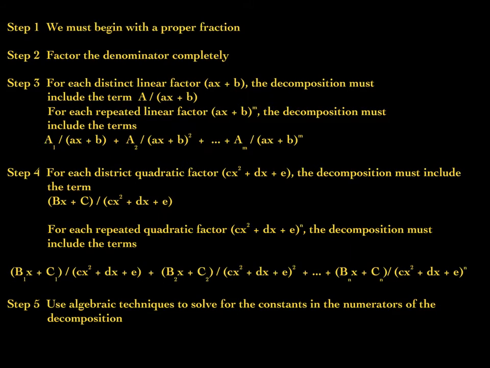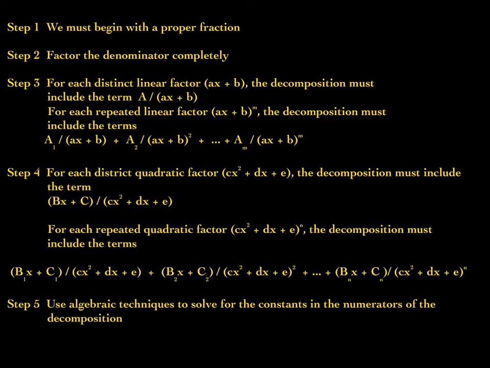Another thing that you want to recognize is that the first denominator is ax plus b raised to the first power. The second denominator is ax plus b raised to the second power. The third denominator, which we don't see here, will be ax plus b raised to the third power, and then to the fourth power, then to the fifth power, and so forth until you have it to the mth power.